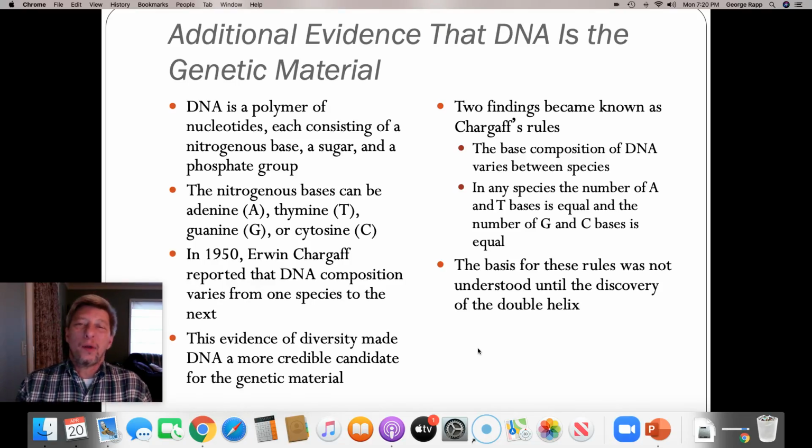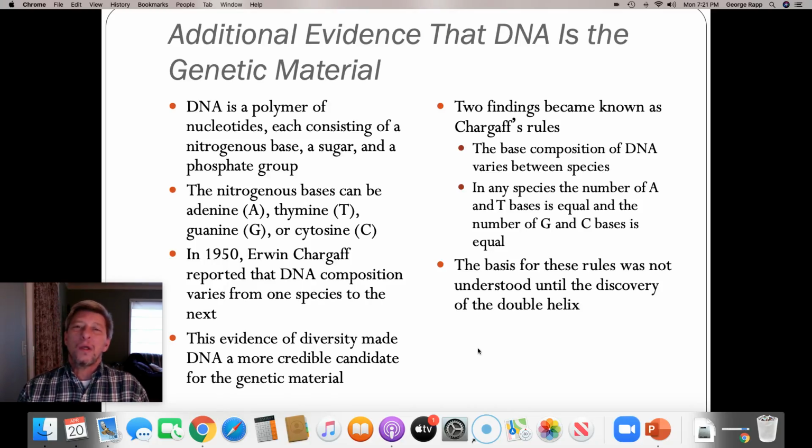Now, in the early 1950s, a guy by the name of Chargaff reported that DNA composition is different from one species to the next. So the DNA composition of a human is different from that of a puppy dog, which is different from that of a parakeet, which is different from that of a fruit fly, and so on. And that gave even more credibility to the idea that DNA was the material responsible for inheritance.